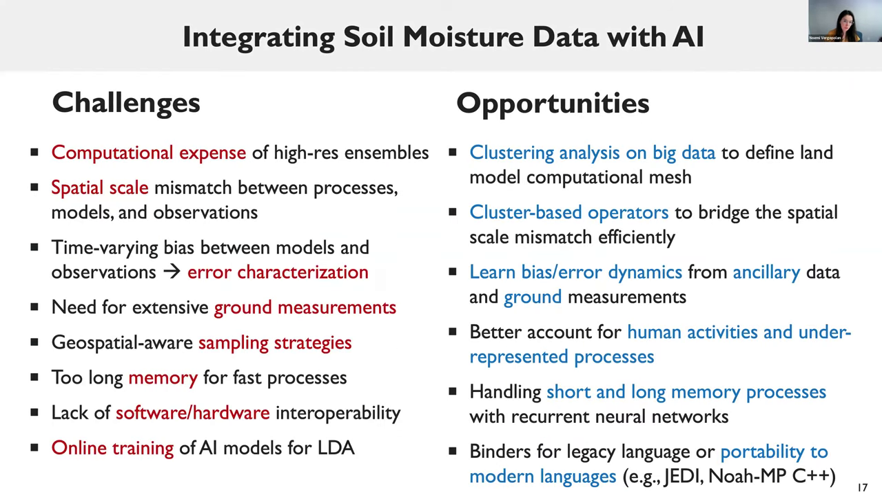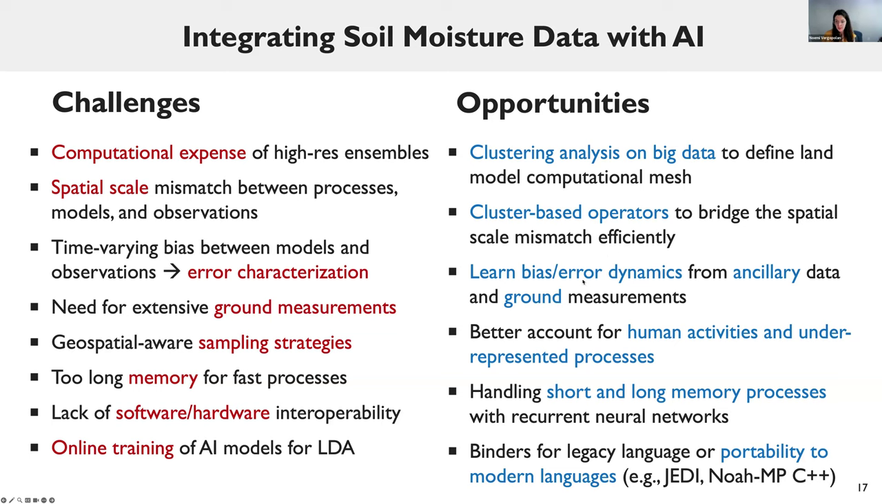And I just wanted to conclude with a very quick outline of some of the challenges. We often think of code and data, but I think there's so much more behind our current challenge of using artificial intelligence, but also opportunities, right? Clustering analysis on big data to define subgrid tiling schemes is a huge opportunity to help bridge the spatial scale mismatch and the computational expense. Cluster-based operators might help us as well to bridge this spatial scale mismatch more effectively.